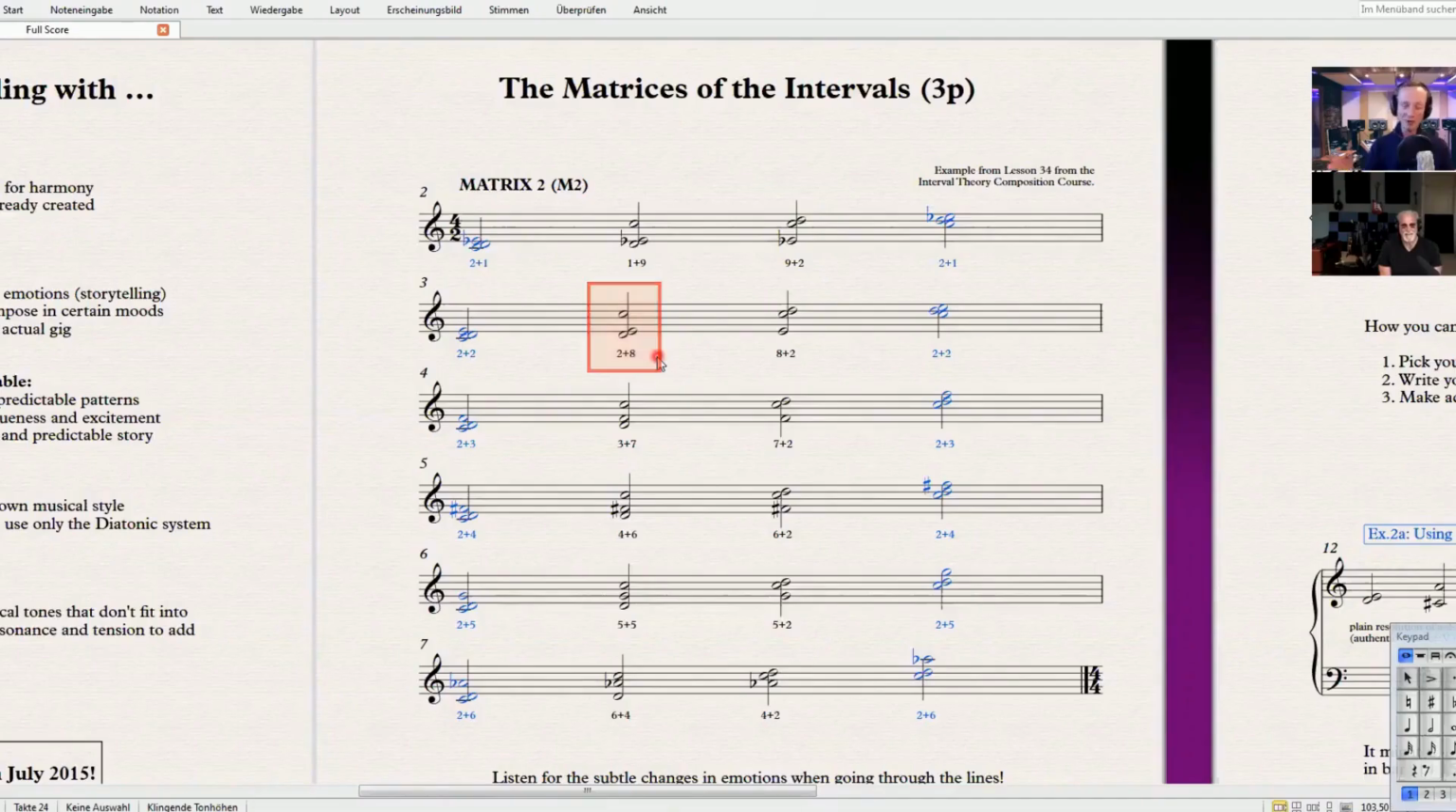So we cover all of those structures within one octave. These are the matrices of the intervals, all the possible combinations that you can run into with 3 tones. We also have these matrices with 4 tones. That's the 4 part. I will not cover these today, but if that is interesting to you, we can have another session about that for sure. But for now, I want to focus on the M2.